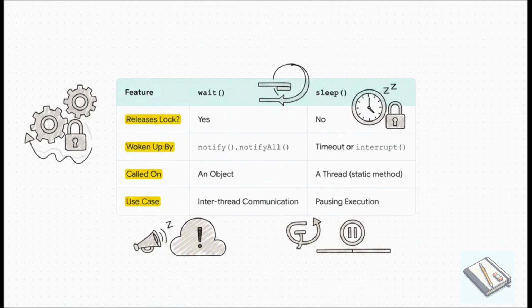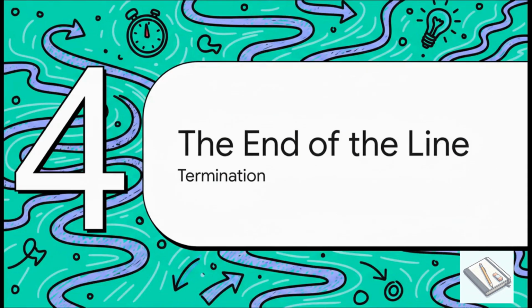So wait is for coordinating between threads. It needs a notify to wake up. Sleep is just for hitting the pause button for a bit. It wakes up when the timer is done. Big difference. All right, we've seen birth, we've seen action, we've seen all the different ways a thread can pause.